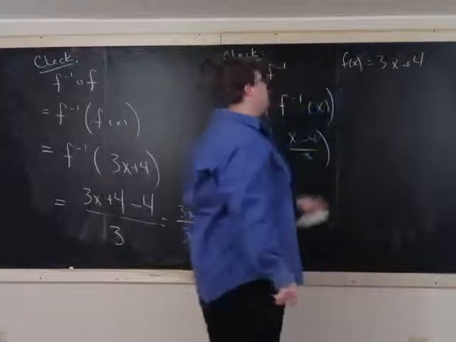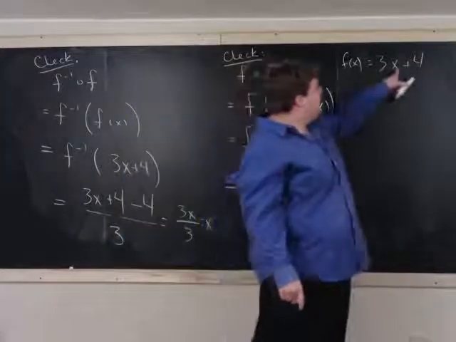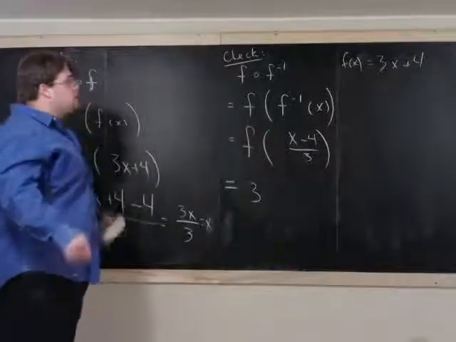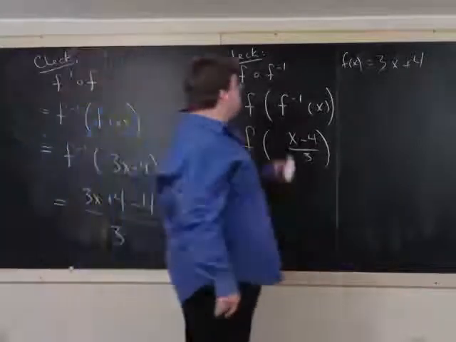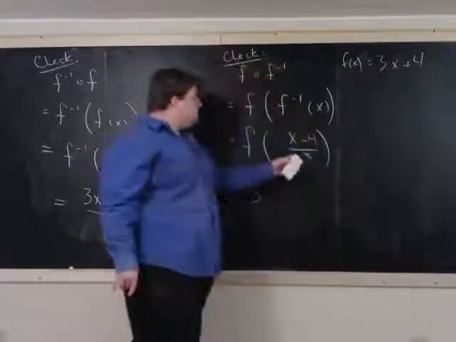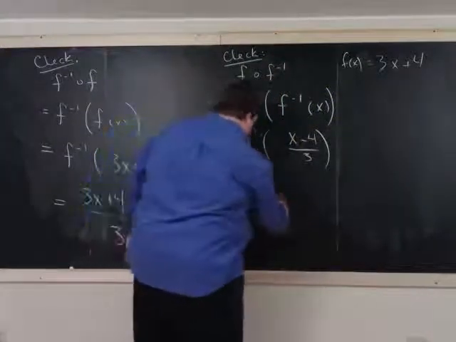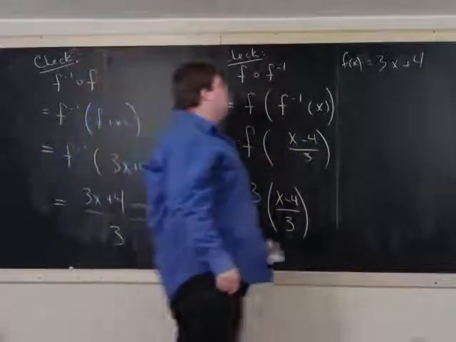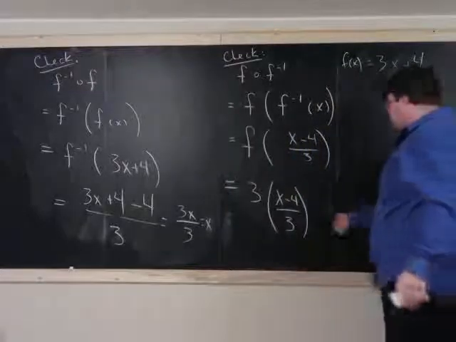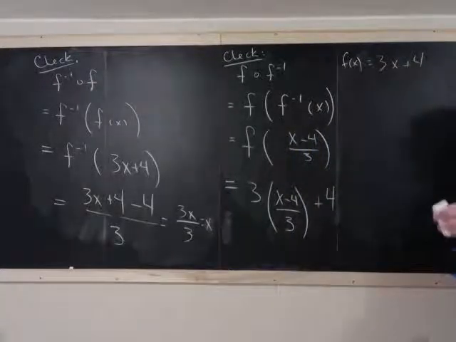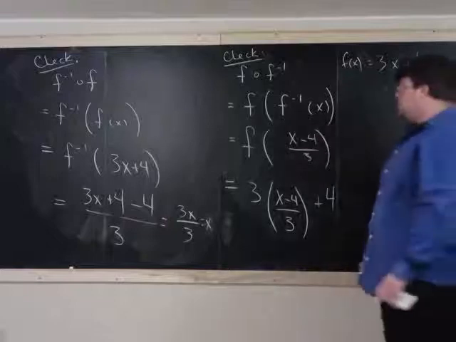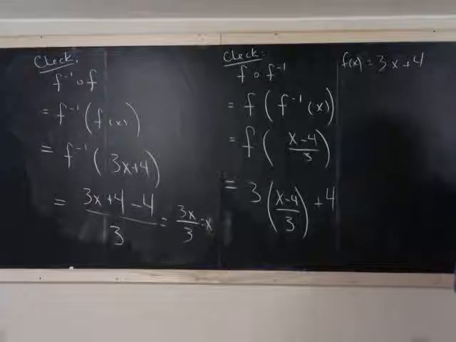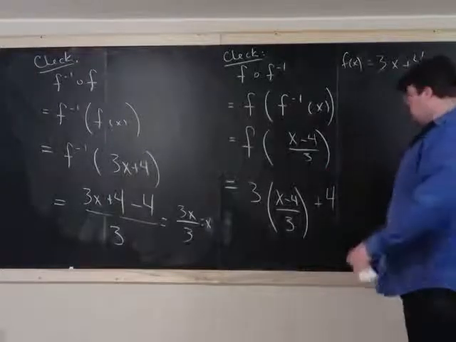So we're going to replace all x's in this with x minus 4 over 3. 3 isn't an x. X is an x. So we're going to replace that x with x minus 4 over 3, and then we still need this plus 4. Plus 4 is not an x. So f of f inverse is 3 times x minus 4 over 3 plus 4. We input this for x. And now we just need to simplify this.